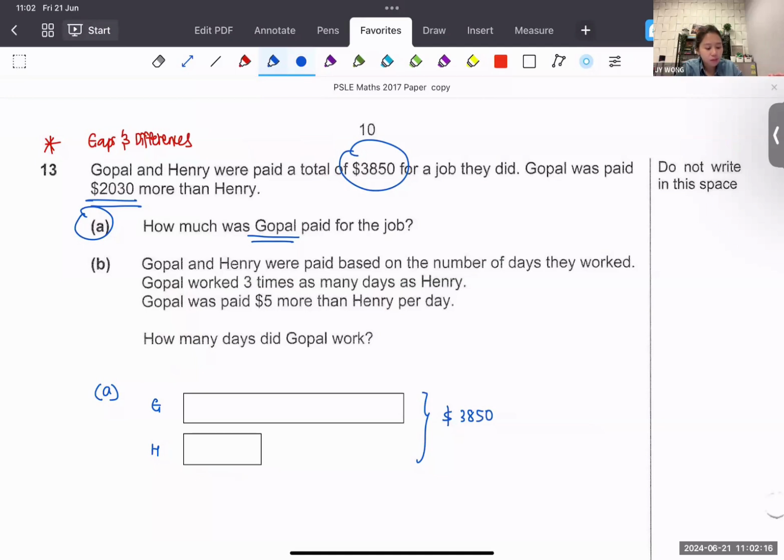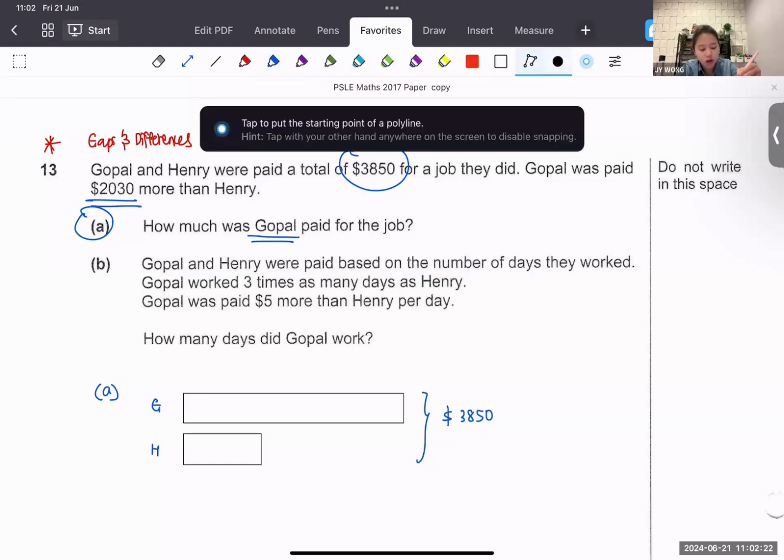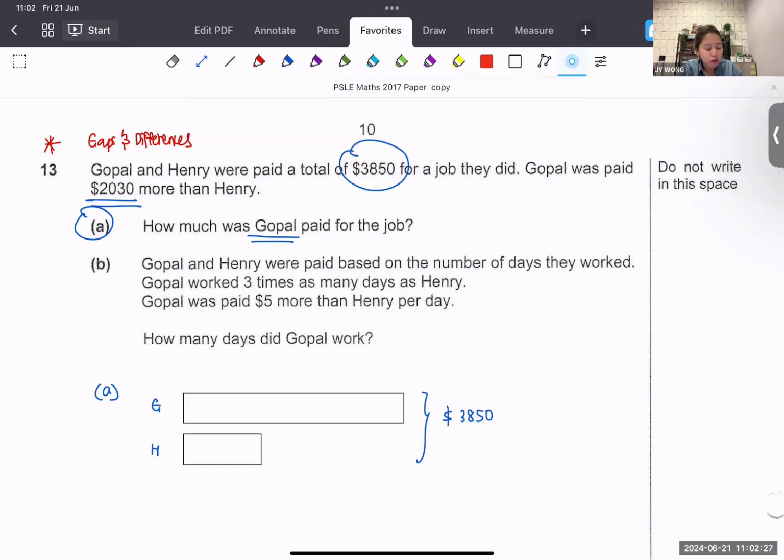Okay, now, as I mentioned, Gopal and Henry were paid a total of $3,850 for a job that they did. Gopal was paid $2,030 more than Henry. So this is a comparison question based on the 2 sentences that are given here. So it is a simple comparison question for part A only. If you were to draw your model, you should be able to see how to continue from here.